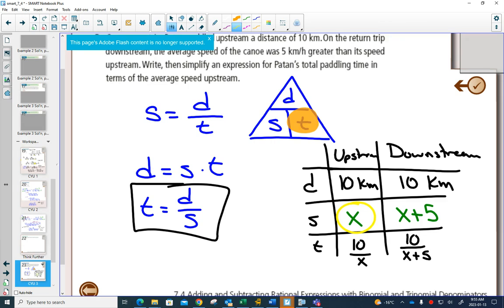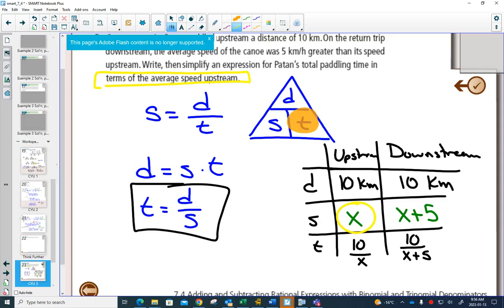So this is going to be part of the strategy as well. Once we decide on the one thing that we don't know, or in this case, the question tells us that we want to write it in terms of the average speed upstream, that's our x. That's the one thing that we don't know, and we want to relate everything else to it. So knowing that this is x told me the downstream speed was 5 more, x plus 5. Knowing that it was x lets me figure out my time, because time is distance over speed. Okay, our chart is just holding our data.